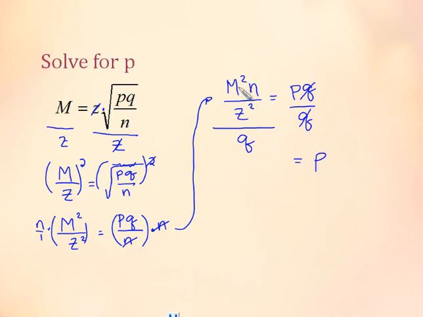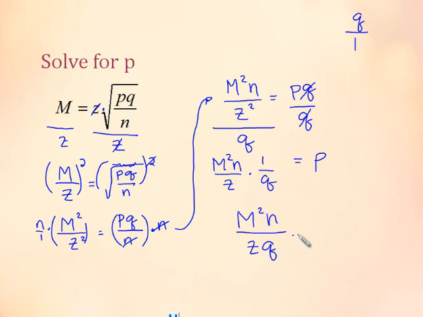So this right here, we have a fraction divided by a fraction. If you remember, when you're dividing, you're just multiplying by the reciprocal. So we have m squared times n over z squared. And this q, when it's underneath, remember q over 1, that's our fraction. So if I divide by this fraction, I'm multiplying by the reciprocal, 1 over q. So now we can go ahead and multiply these together and get m squared times n all over z squared times q. And this equals p. So we are done.